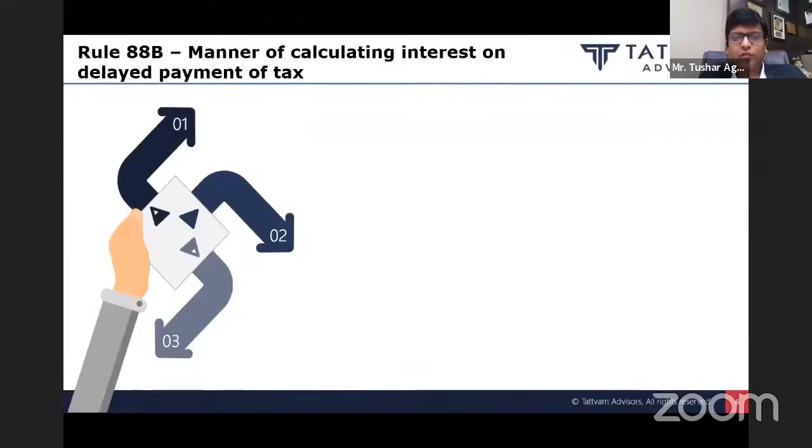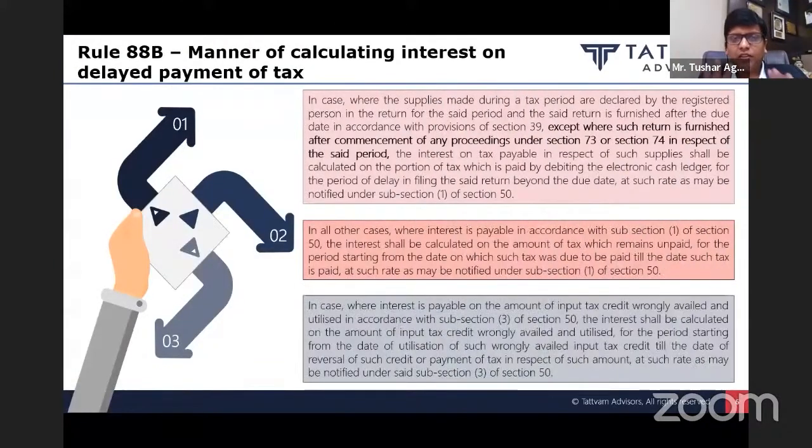Now, the proviso to section 50, which is effective from 1st July, along with rule 88B(1), makes it crystal clear that in case of delayed filing of returns, my interest liability will be only on that portion of tax which is paid by debiting the electronic cash ledger. So in our example, the interest will be calculated only on rupees 60,000. However, there is an exception to it. The exception is that where such return is furnished after commencement of any proceeding under section 73 or 74, then this privilege will not be available to me.